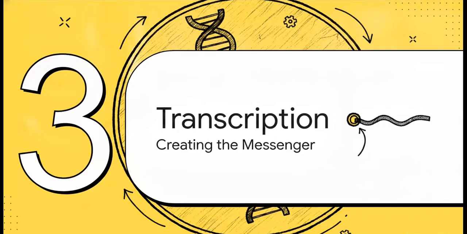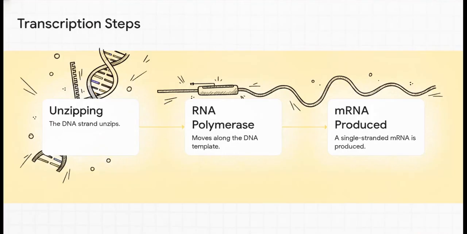Section 3. Transcription, creating the messenger. So the crucial point here is that because the master DNA code is so precious and heavily guarded, it absolutely cannot leave the safety of the nucleus. It's just too risky. To actually use these blueprints, the cell has to make a movable copy. This is transcription. First, a tiny section of the DNA gently unzips, exposing the code. Then, this specialized molecular machine called RNA polymerase just races along the exposed template, sometimes copying up to 50 letters every single second. As it reads the code, it creates a brand new single-stranded mRNA molecule. We're literally watching the creation of a mobile messenger.